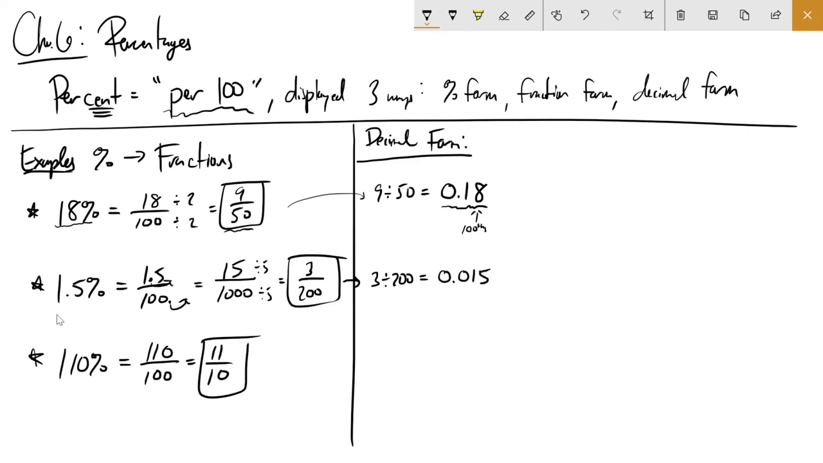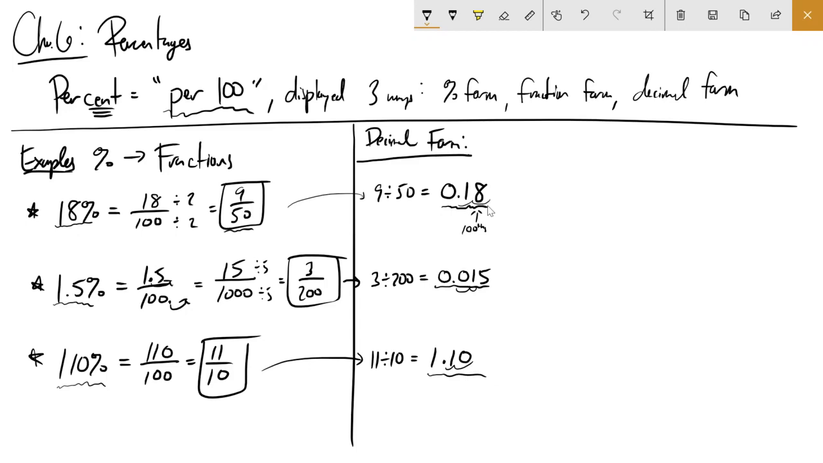0.015, right? What was the percentage we started with? 1.5%. In decimal form it's 0.015, so it's just a 2 place value difference from the percentage form. What about this? If you do 11 divided by 10, what do you get? 1.10? Yeah, 1.1, or 1.10, is the same. But I write it as 1.1 because we started at 110%. What did our decimal become? 1.10. It's just a 2 place value difference from the percentage form.